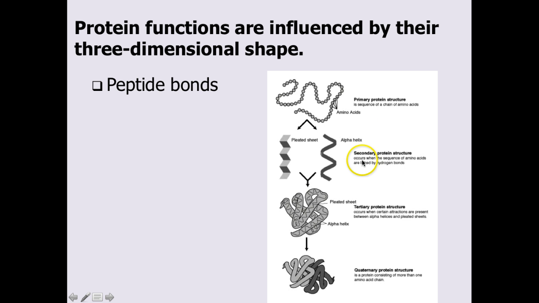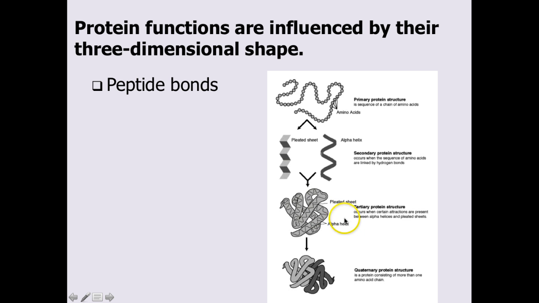Then the secondary structure is how this string of amino acids is shaped. Is it going to form a helix, which is called an alpha helix? Is it going to have folds and kinks, and that's called a pleated sheet? These are two of the possible structures. So primary structure is the order of the amino acids. Secondary structure is how that link of proteins is shaped.